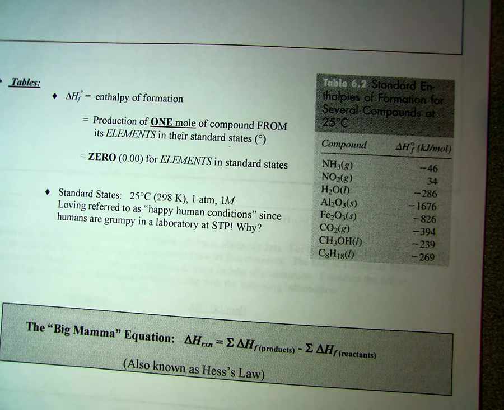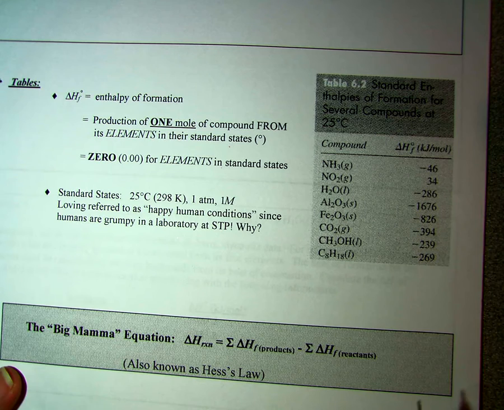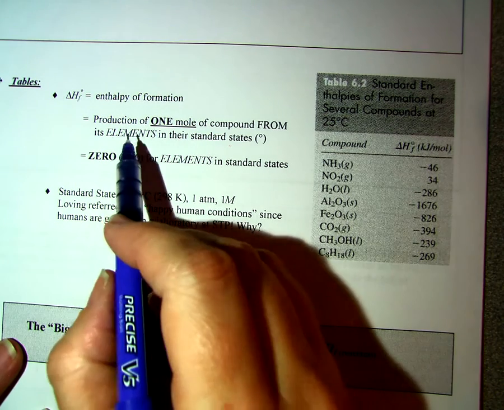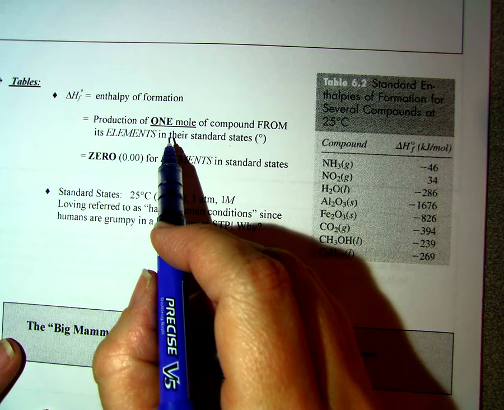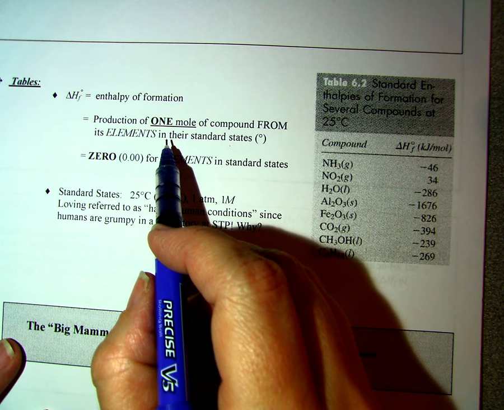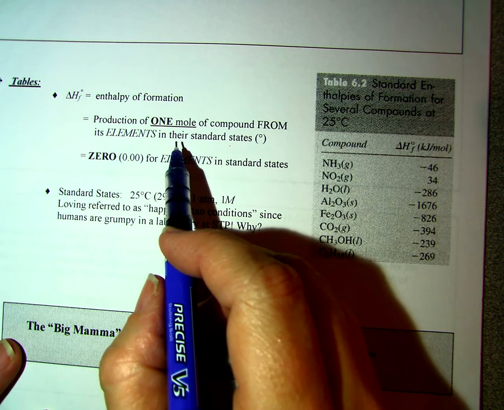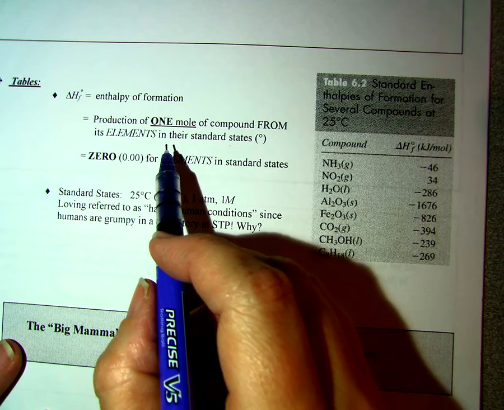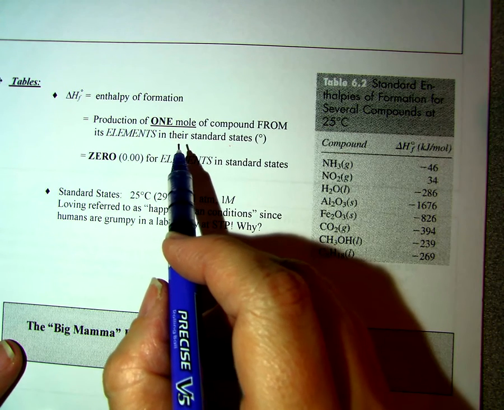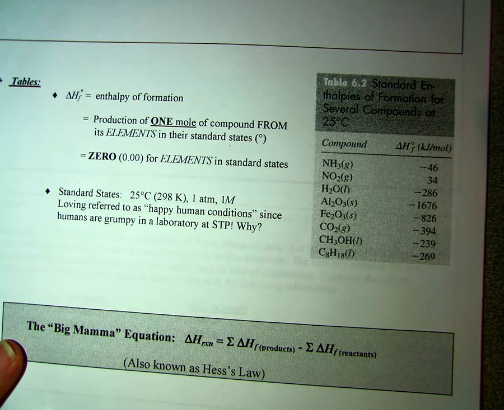So there are data tables in the back of your textbook. There's also one on page 255 of your textbook that looks at the standard enthalpy of formations for different compounds. And the main thing you need to realize is that this is looking at 1 mole of a compound from its elements in their standard state. If you take those elements and you form a compound, how much energy is required to form that compound.